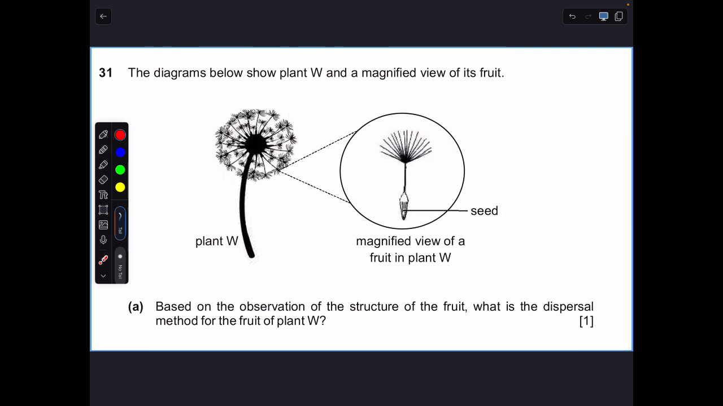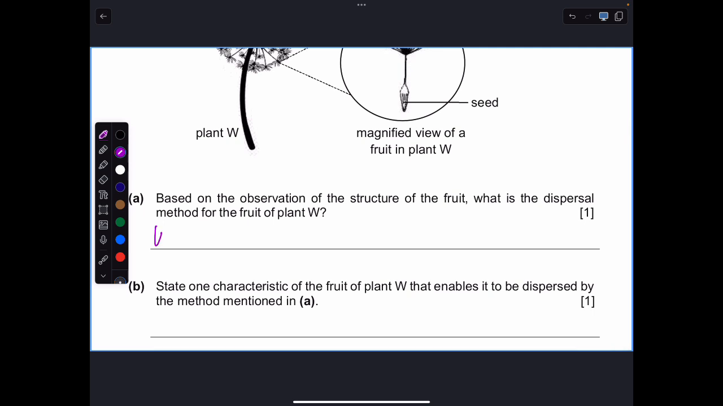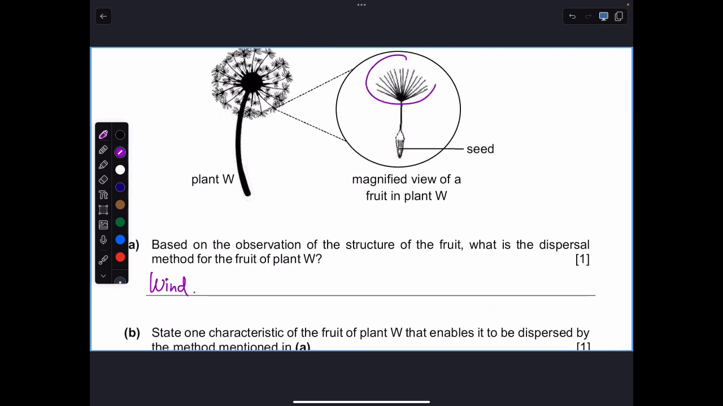Alright, the diagram below shows plant W and the magnified view of its fruit. So remember I told you, it could be fruit, it could be seeds. Sometimes it's the whole fruit itself, which I told you already. Based on the observation of the structure of the fruit, what is the dispersal method? Okay, so based on this, it is actually wind. Now how do I know that? Because of this part over here, this is like a wing-like structure.